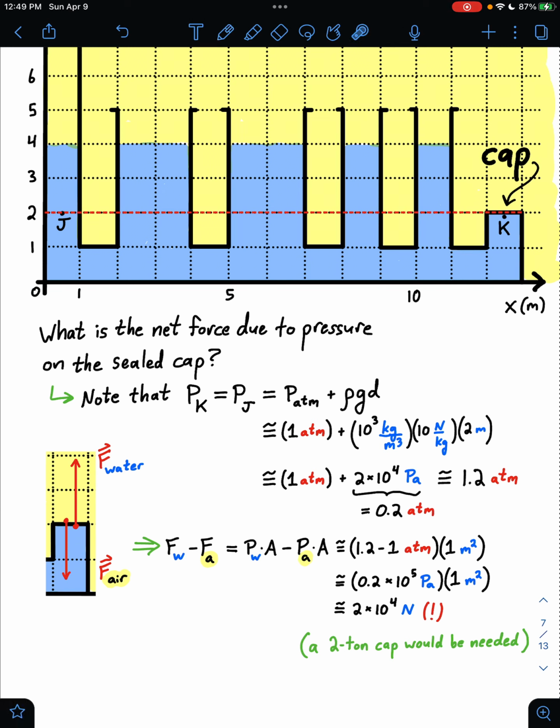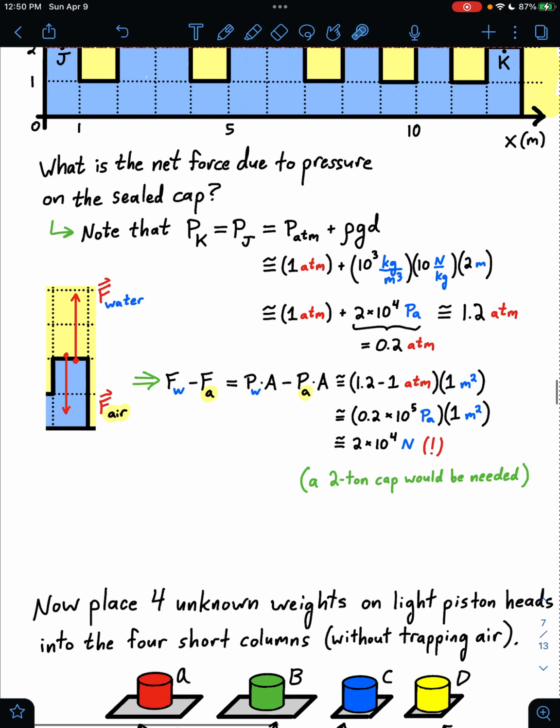A pascal times a meter squared is a newton, so that then is 2 times 10 to the 4th newtons, 20,000 newtons of force upwards pushing on that cap as this water tries to burst out of the pipe here. Which means you would have to apply a force of 20,000 newtons downward just to hold this cap in place. If the cap were 2 tons, then it could hold itself down with its own weight, but otherwise you need a construction capable of providing the equivalent of 2 tons of force just to keep that pipe from bursting there.